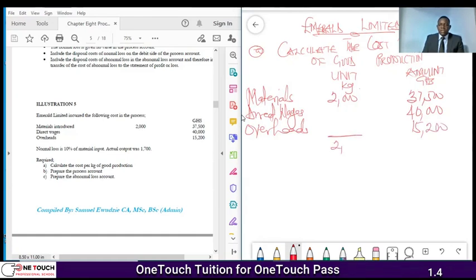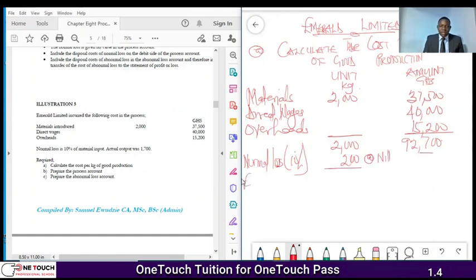So at the end of the day, the total cost of this is 37,500 plus 40,000 plus 15,200. That gives us 92,700. The loss in the process, the normal loss, is what? 10%. So 2,000 times 10% gives us 200. Were we told whether the value can be scrapped? No, there was nothing like it can be scrapped. So it is nil.